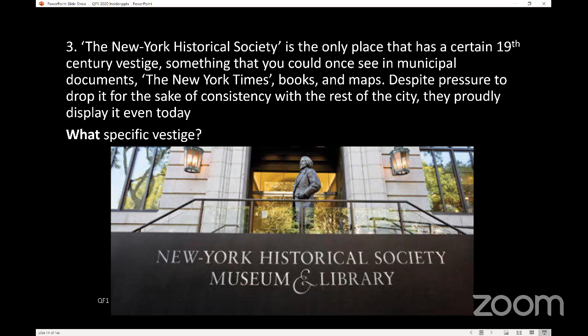So a vestige is something that was once there and once served a purpose, but now is irrelevant. So the New York Historical Society once had something that was relevant, but now is not. So what is it that they still cling on to? The image is very helpful. Look at the image carefully, look at the text carefully, and you can easily figure out the answer.